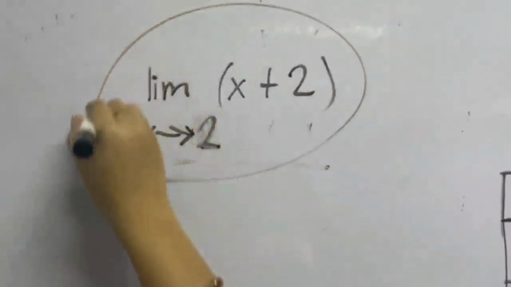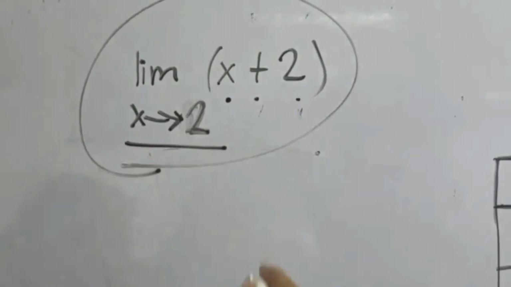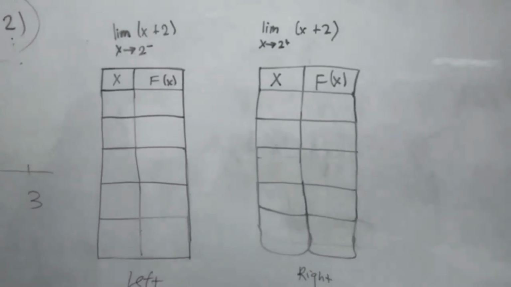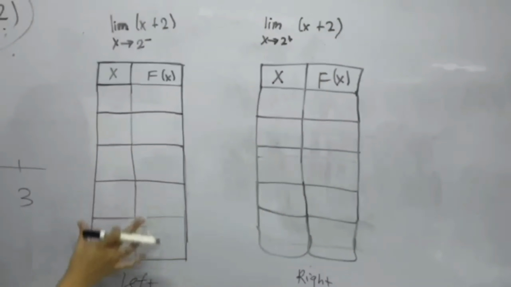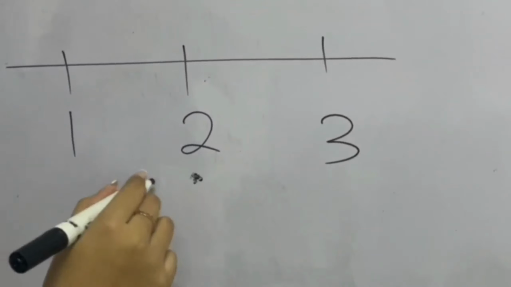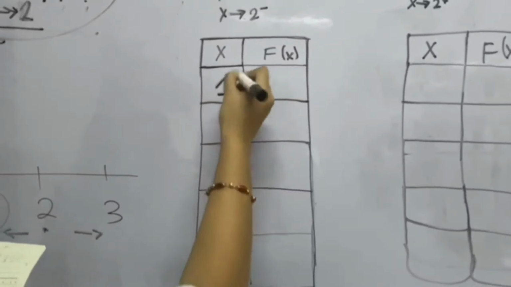Now, let us take the limit of x plus 2 as x approaches 2 as an example. And then let's get over here. We have our left and our right hand columns. At this part of the left hand, we will put the approaching value of the limit. Over here, we have a number line. It is to determine the values of the left and the right hand limit. We will put 1 as the x value of the left hand and then go back to here and put 3 as the x value of the right hand.